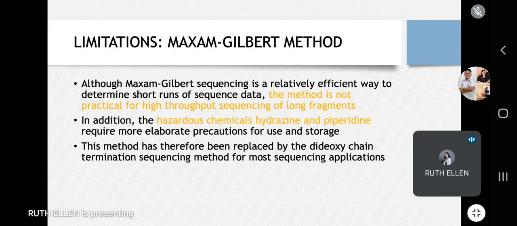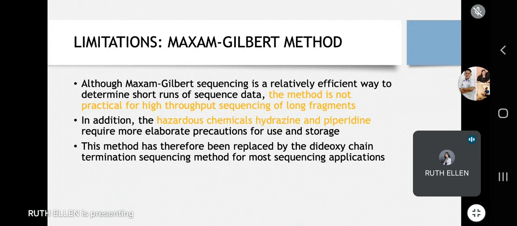Okay? So in addition to that, we use hazardous chemicals such as hydrazine and piperidine, our reducing agent, which requires more elaborate precautions for use and storage. So Maxam-Gilbert method has been replaced by the dideoxy chain termination sequencing method or the Sanger method. Okay, so Sanger method replaced Maxam-Gilbert method.